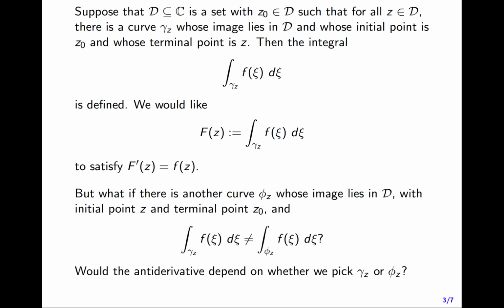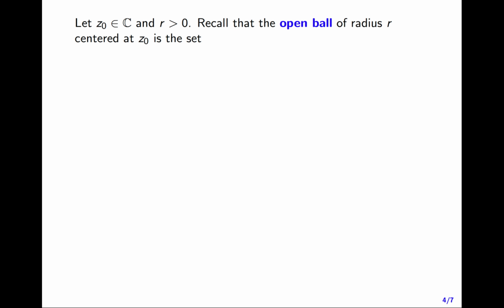Would then the antiderivative depend on whether we picked gamma z or phi z? How would we know which one to choose if we have a multitude of paths to choose from? So to get around these issues, can the integral exist? Is the antiderivative well defined? We need to work on a slightly more precise set D that has a few nicer topological properties.